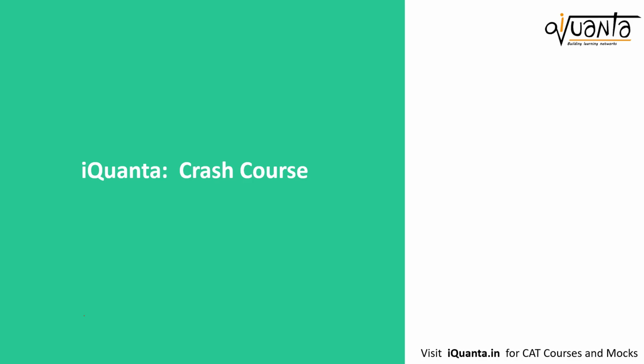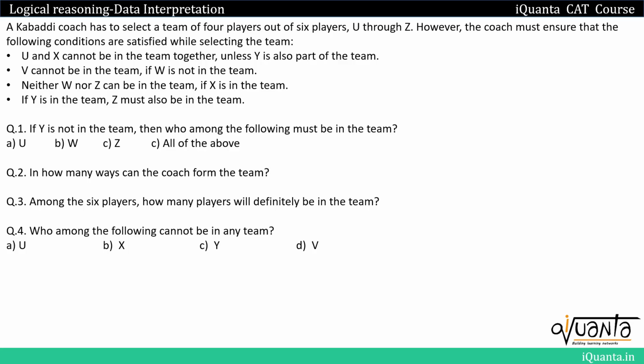Hello everyone, let's try to solve another very good puzzle. The question is, a kabaddi coach has to select a team of 4 players out of 6 players, U through Z. So we have players U, V, W, X, Y, Z.